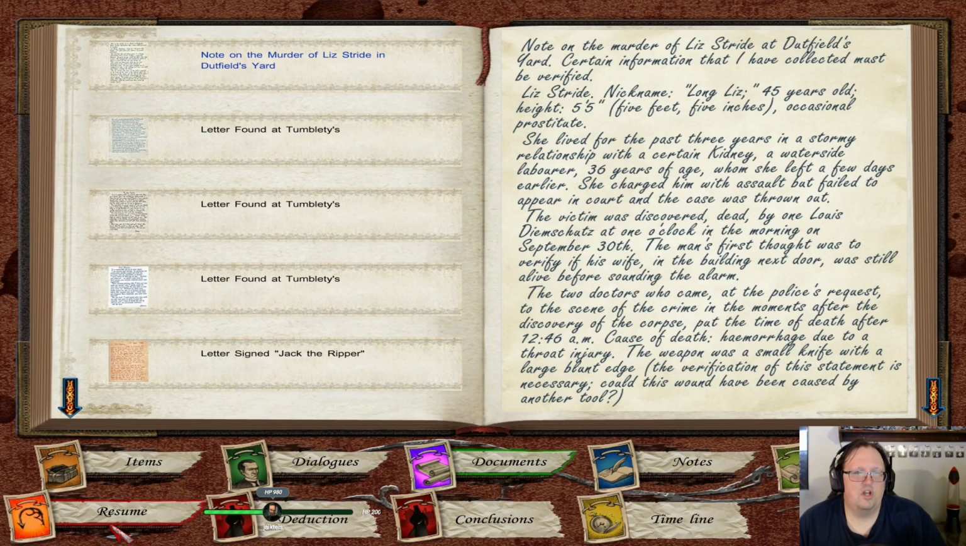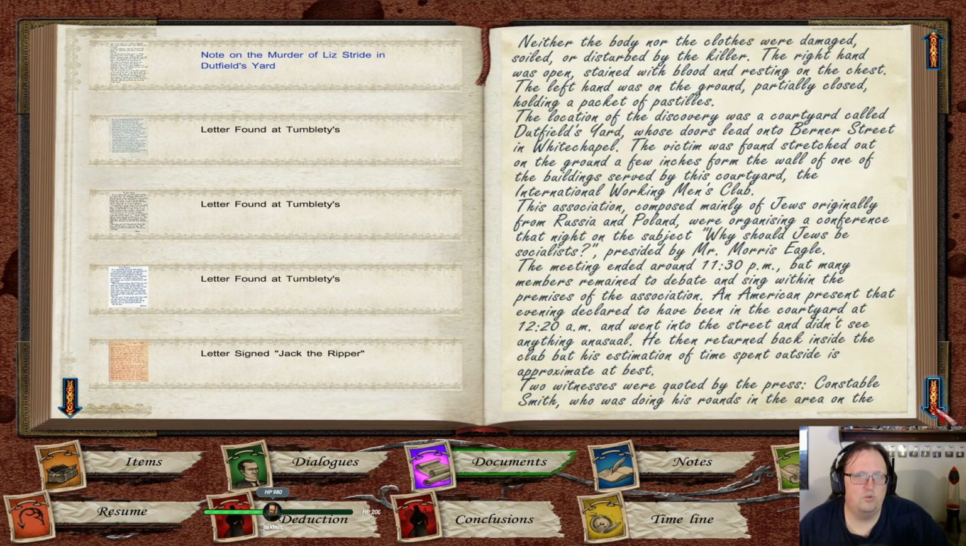The man's first thought was to verify if his wife in the building next door was still alive before sounding the alarm. The two doctors who came at the police's request to the scene of the crime in the moments after the discovery of the corpse put the time of death after 12:46 a.m. Cause of death: hemorrhage due to a throat injury. The weapon was a small knife with a large blunt edge. The verification of this statement is necessary. Could this wound have been caused by another tool?